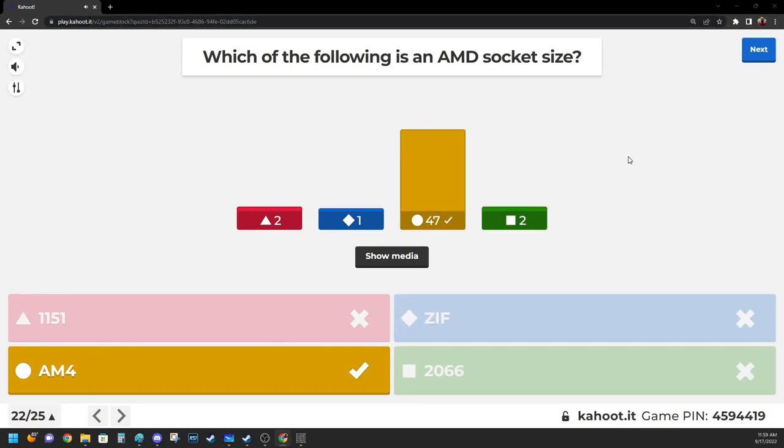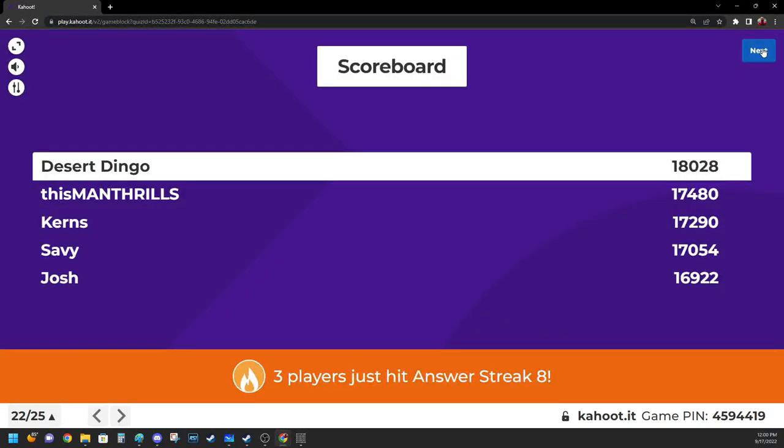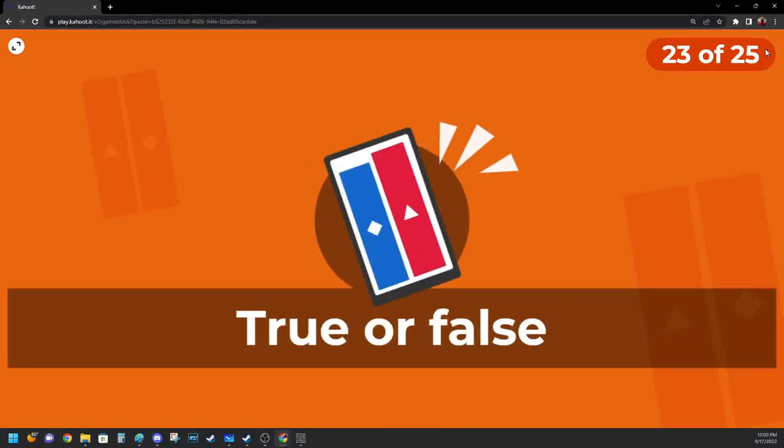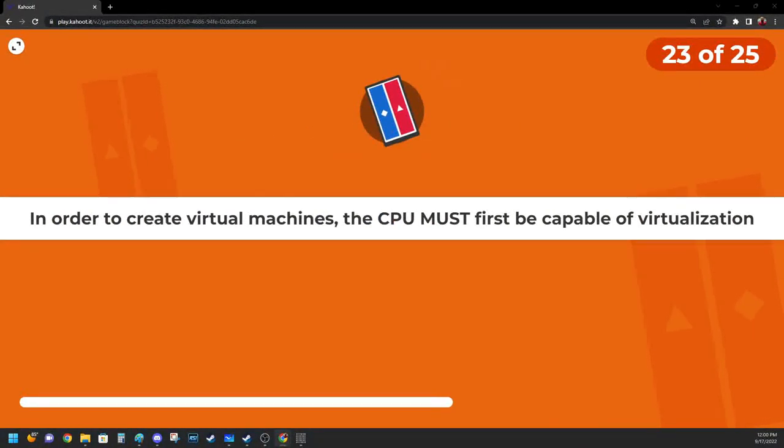Very good. AM4 is an AMD socket size. Do me a favor. This ZIF is a weird acronym. Put this in your notes because it may be on the exam. Zero insertion force. So ZIF describes all modern processors and the fact that you don't have to push them and actually snap them into the socket anymore. You literally just gently place them into the socket and close the gate, whether it be PGA or LGA. So ZIF is a description of all modern processors. Just a heads up on that acronym. The force comes from the lever that you pull down, right? Mm-hmm.